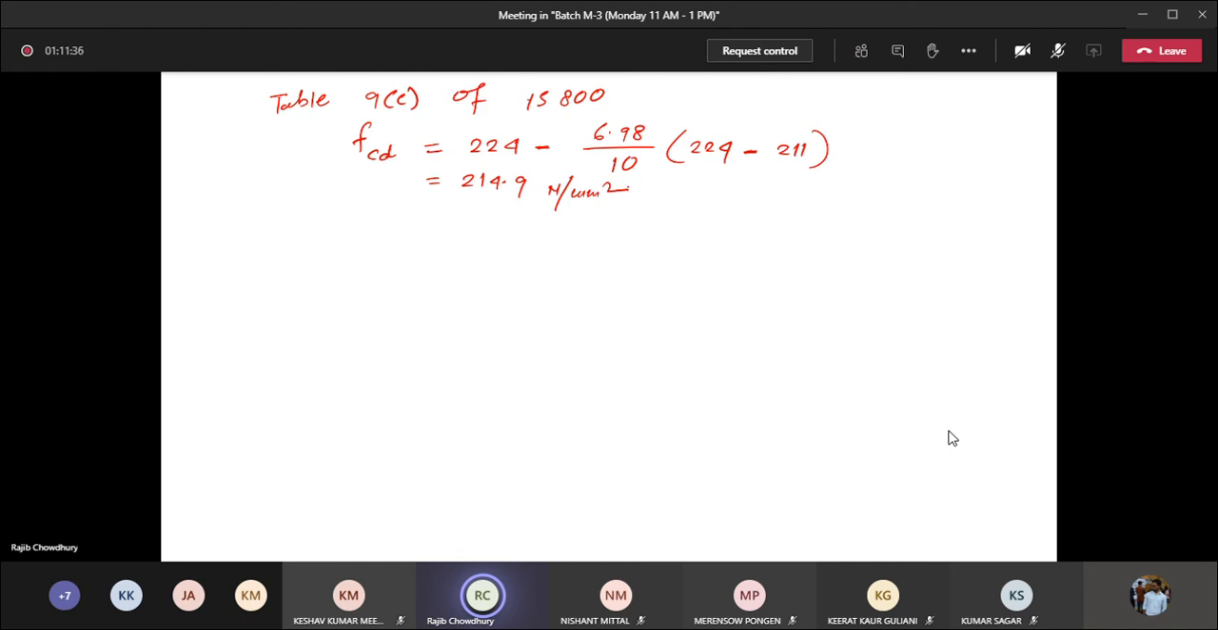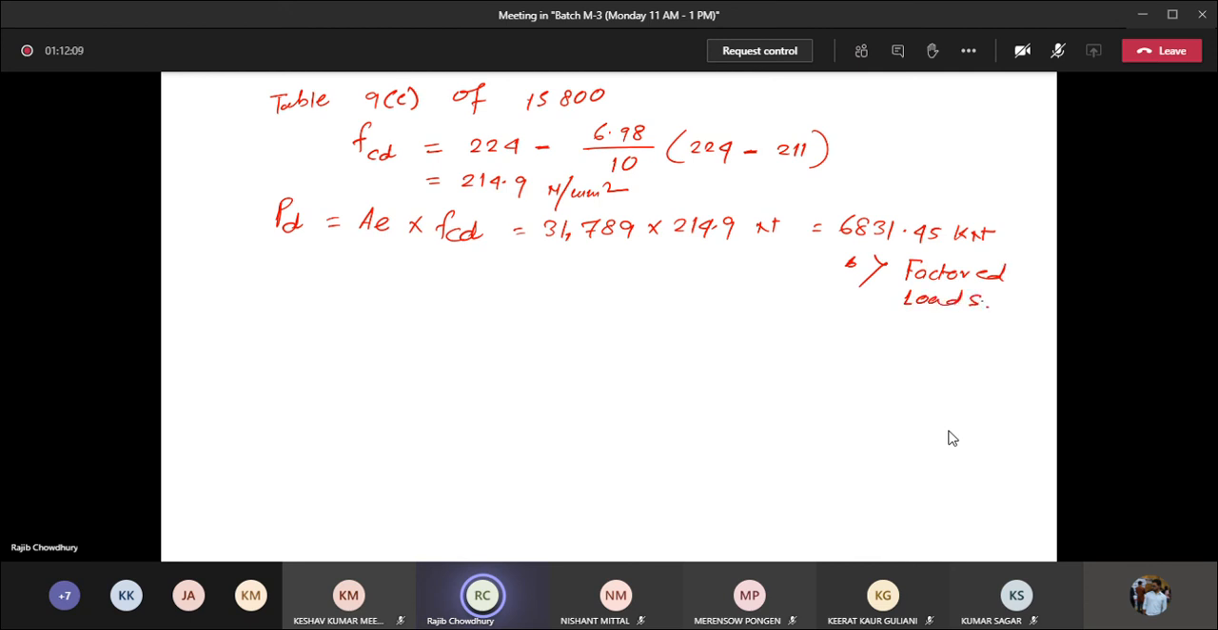So your Pd becomes now A effective times fcd value. So 31,789 multiplied by 214.9 Newton. So it becomes 6831.45 kilonewton, which is greater than the factored load. That means everything has been satisfied over here. Okay.